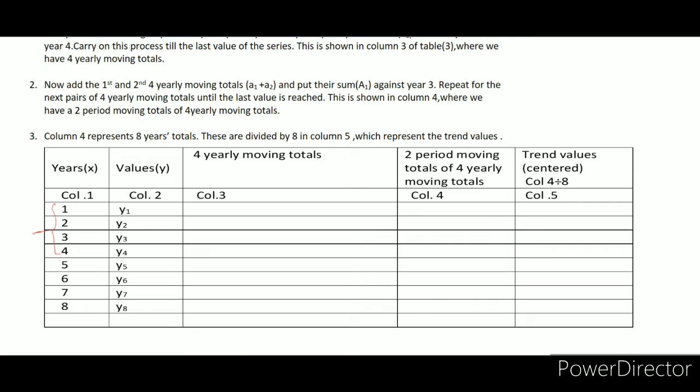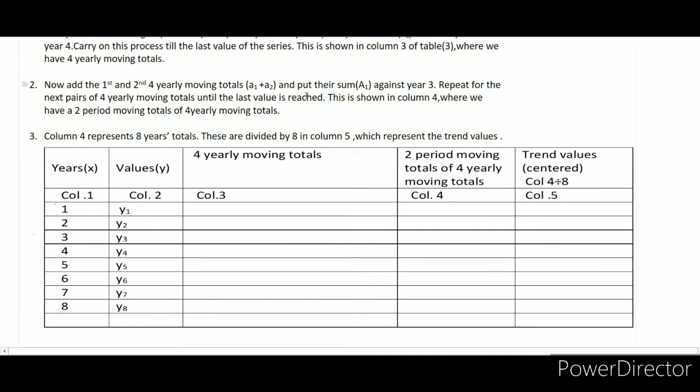So after we found the 4-year moving totals, the next step is to add a pair of 4 yearly moving totals, which means we are taking the 4 yearly total of one group and adding it with the 4 yearly total of the next group, and so on, as long as we can find pairs of 4 yearly moving totals. Then the last step is simply dividing those totals found in column 4 by 8, and that will give us the trend values.